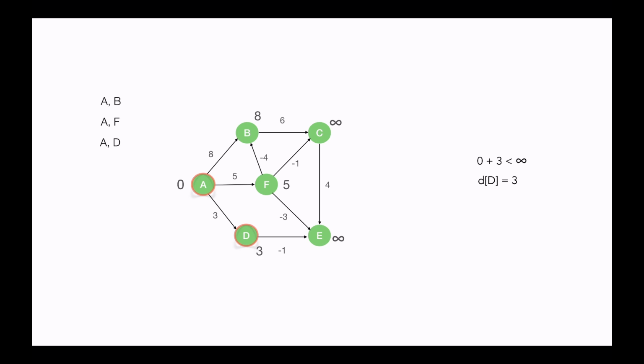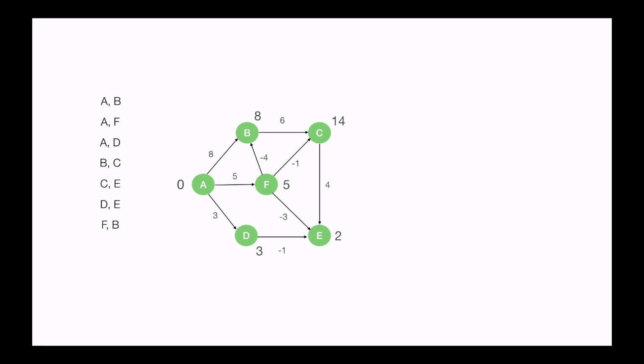Now the next pair is BC. B has value 8 and the cost is 6, which makes 14, and it is smaller than infinity. So let's update the distance of C. We're going to do the same for all the other pairs. The next pair is CE. At E we have infinity and 14 plus 4 is 18. So we replace this infinity with 18. Now the next pair is DE. At E we have 18. Now we relax this, as 3 minus 1 is 2. So we update it to 2.